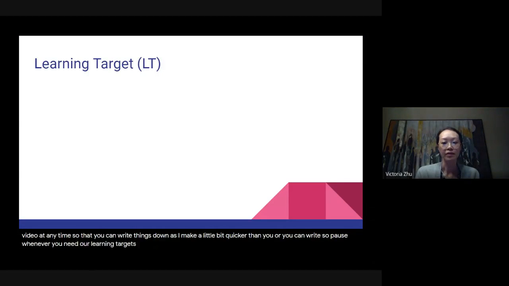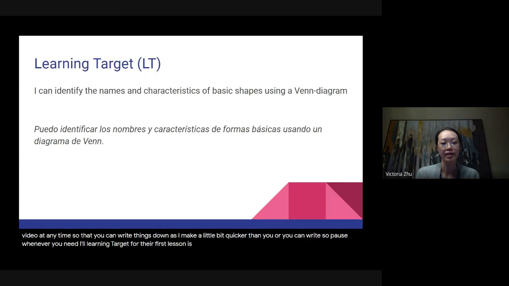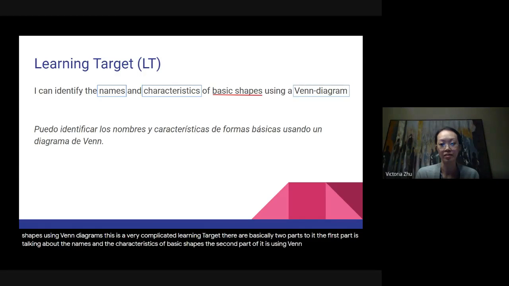Our learning target for our first lesson is I can identify the names and characteristics of basic shapes using Venn diagrams. This is a very complicated learning target. There are basically two parts to it. The first part is talking about the names and the characteristics of basic shapes. The second part of it is using Venn diagrams.